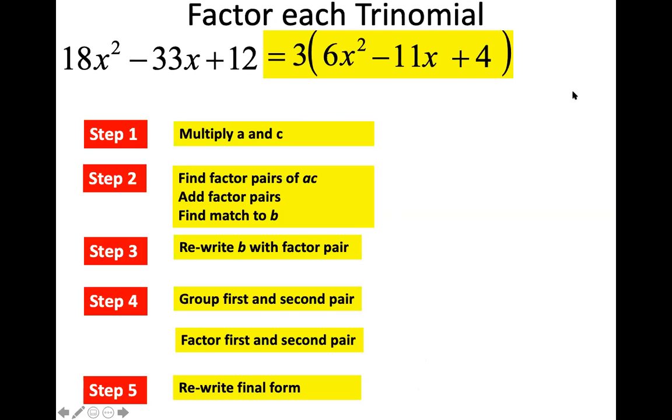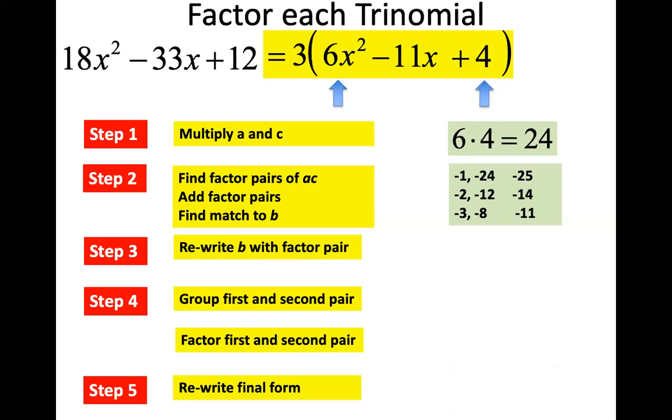All right, so here's how it's done. Multiply A times C. 6 times 4 is 24. I have to think of factor pairs of 24 that add up to negative 11. So I'm not going to consider any of the positive factor pairs. 1 times 24 would add up to 25. I need negative factor pairs, so I'm only going to consider the negative ones. Negative 1 times negative 24 is a positive 24 multiplied together, but when added is a negative 25.